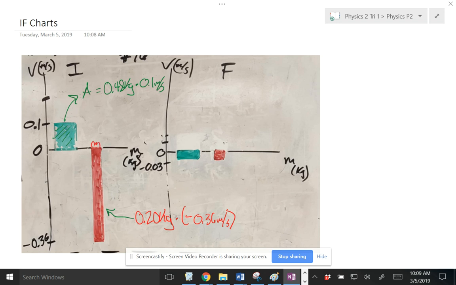The width of this should be 0.2 kilograms. The height of this rectangle is negative 0.36 meters per second. So I'm finding the area. I want to do that for each object here. The height of that, that's the 0.1. The width of it for this one is 0.48 kilograms. I'm going to do that for both the I and the F. And here's the masses.